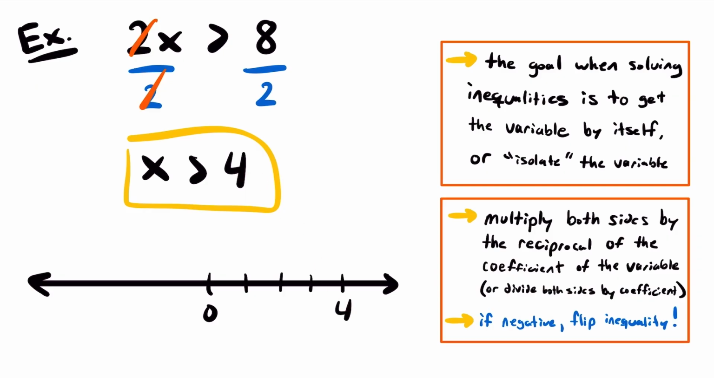And 4 is not included in that solution set because it's x greater than 4, not greater than or equal to. So we'll draw an open circle at 4 and then draw an arrow in the direction of numbers greater than 4. So that would be numbers to the right on the number line. Okay, so that would be my graph or my plot of this solution set on a number line. And so we have finished this example. Let's take a look at another one.